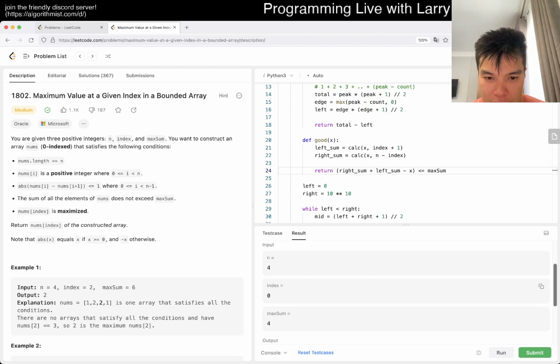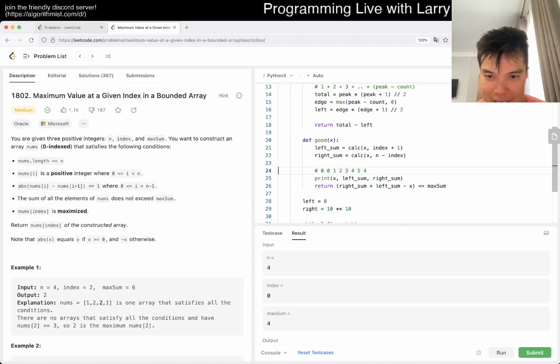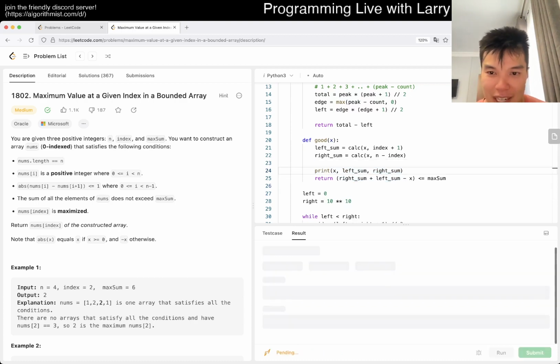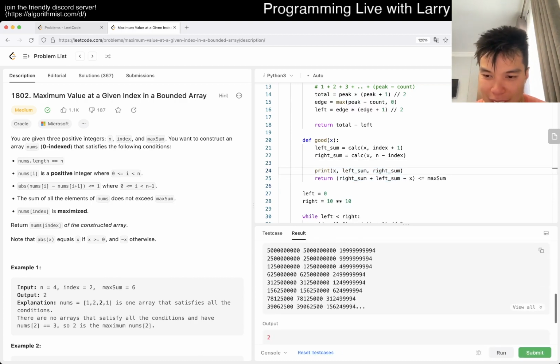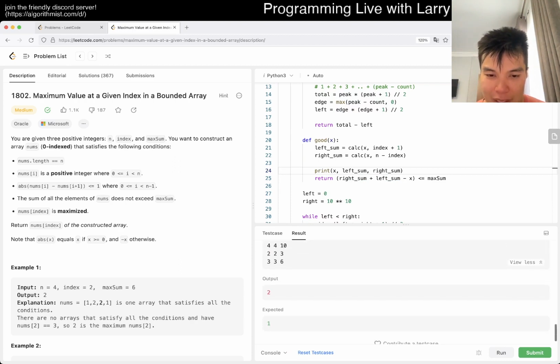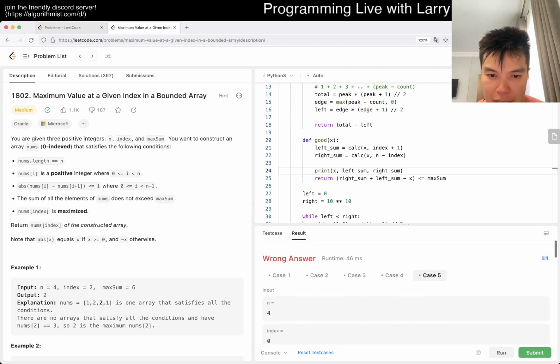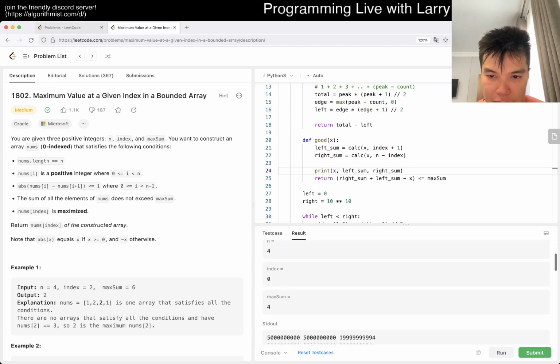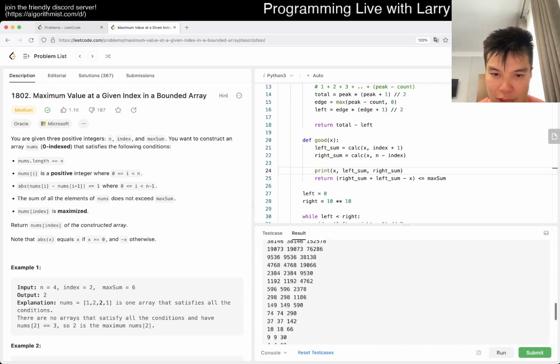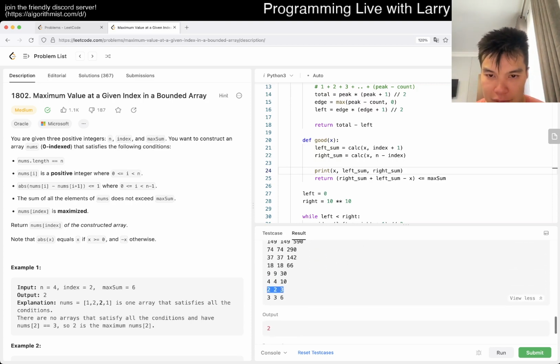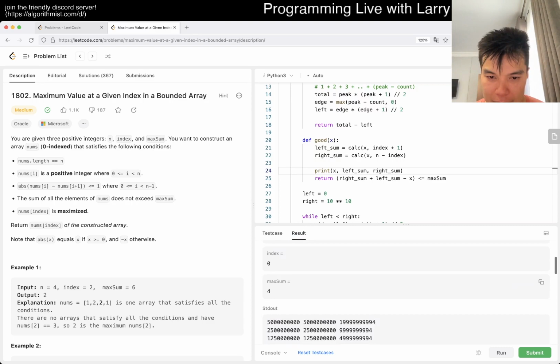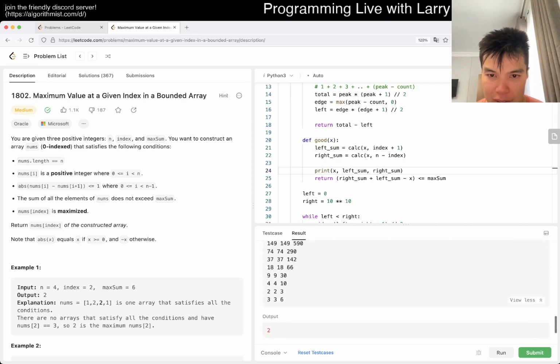Okay, so index is at 0, right? Let's bring these back again so I can debug it. At least we're having a good time debugging. That part isn't that bad. So for 2, left side is 2, right side is 2 and 1. For 3, that's 5. And what's the maximum? Maximum is 4, so 2 is not good, right?